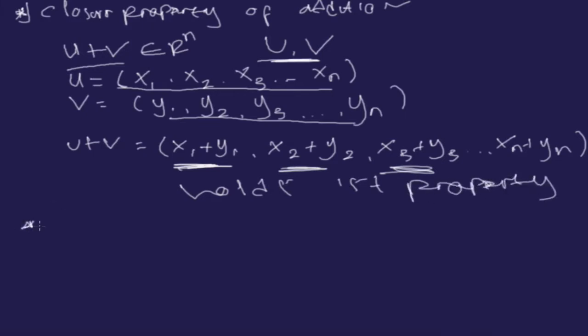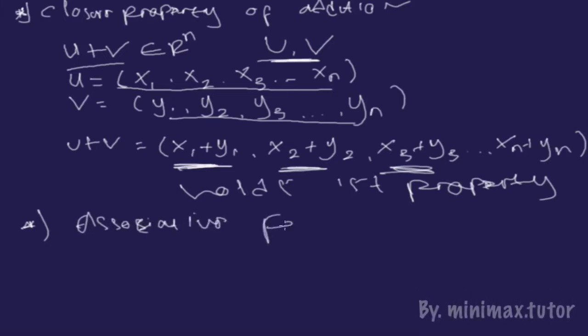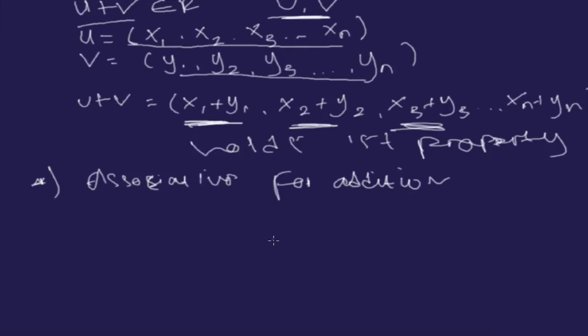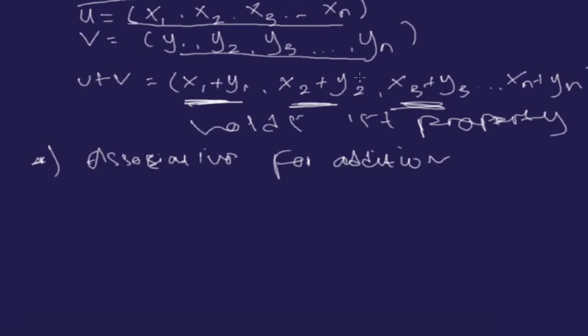Then we will do the associative property for addition. We still use these terms, and we will always use them up to the end of this exercise. I will always use u as x1, x2, x3, up to xn, and v as y1, y2, y3, up to yn. So you have to remember that.